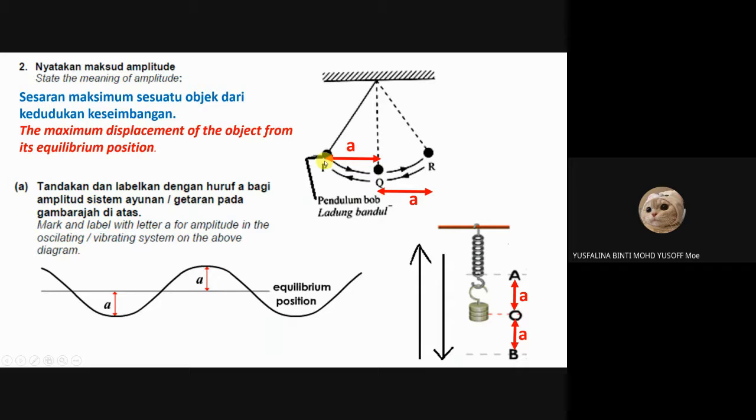Okay, and for this one you have to mark and label with the letter A for amplitude in the oscillating and vibrating system on the above diagram. So this is called A. This one is also A. This is the amplitude.